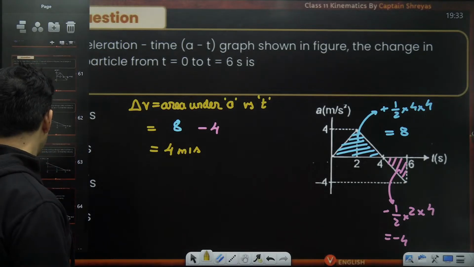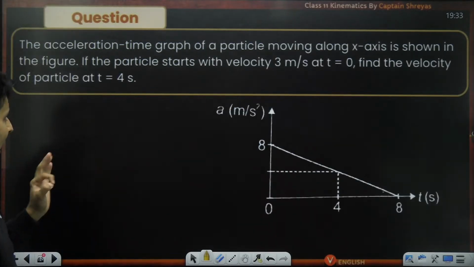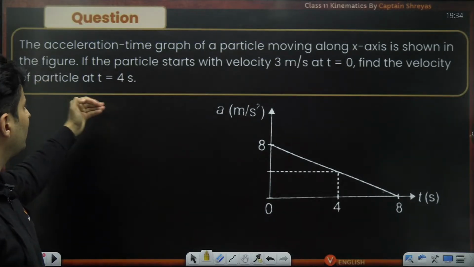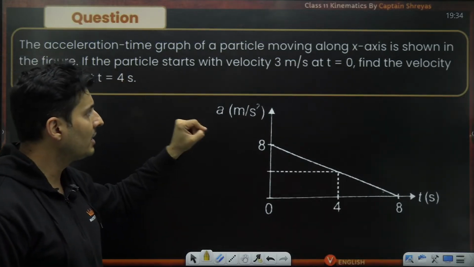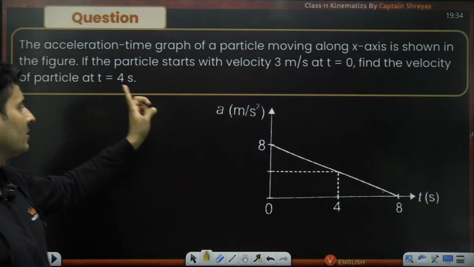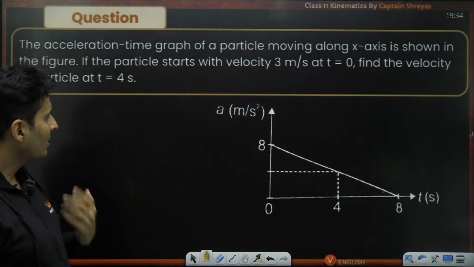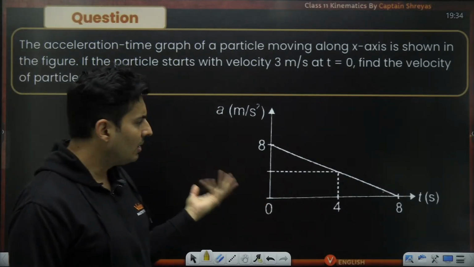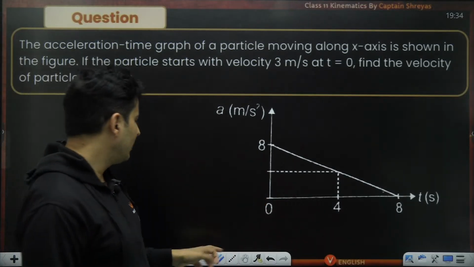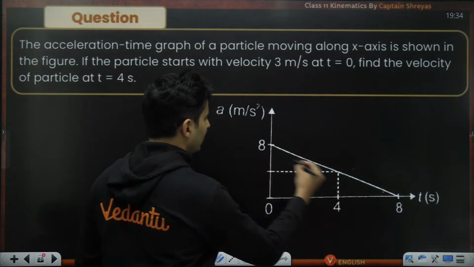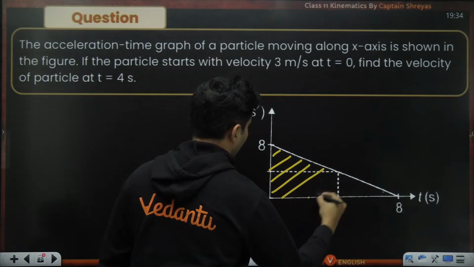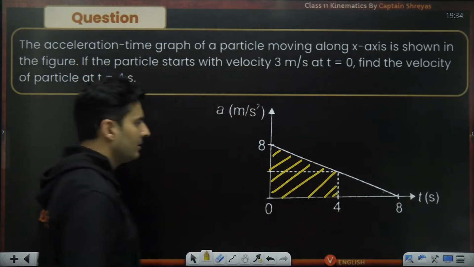Here it comes. The acceleration graph of a particle moving along the x-axis is shown. The particle starts with velocity 3 at time 0. Find the velocity at t equal to 4. At 0 time the velocity is given. The area under this obviously gives me change in velocity. So let's figure out the area under this graph.